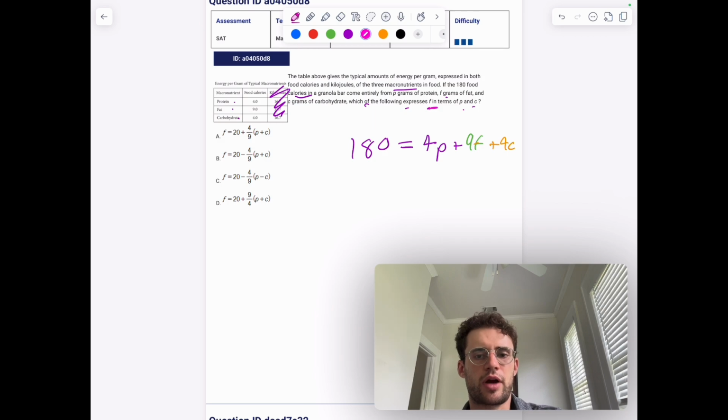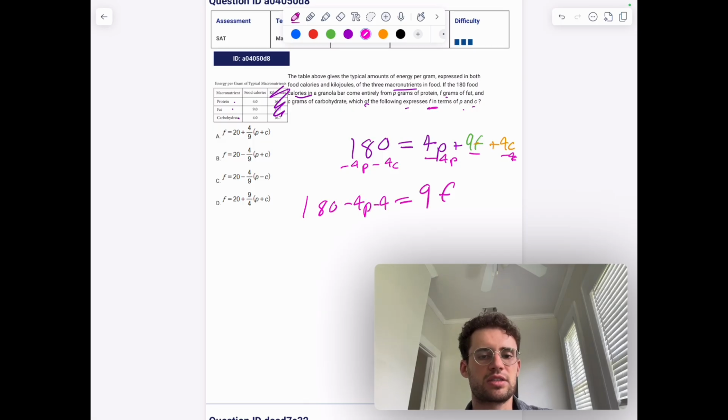So what we're going to do is subtract 4P and 4C from both sides. So minus 4P minus 4C from both sides. So we have the F terms alone. We're left with 9F is equal to 180 minus 4P minus 4C. And now we've solved for 9F. We want to solve for just F. So we're going to divide everything by 9, which means divide 9F by 9, which will just leave you with F. That's why we're doing that.